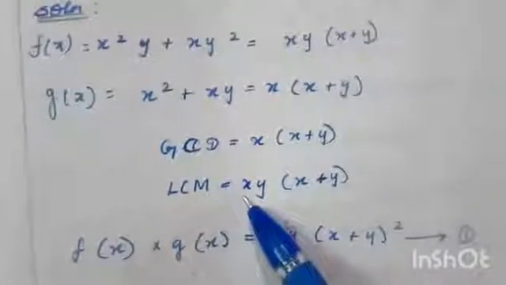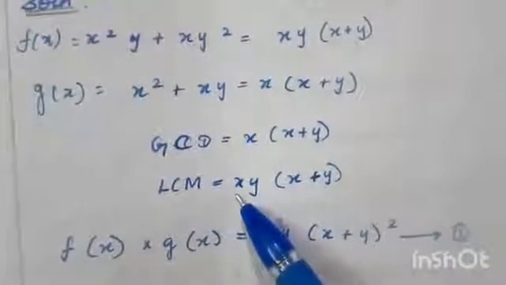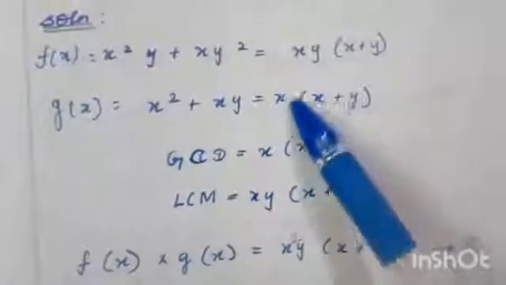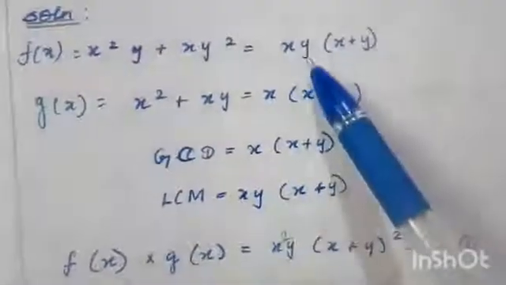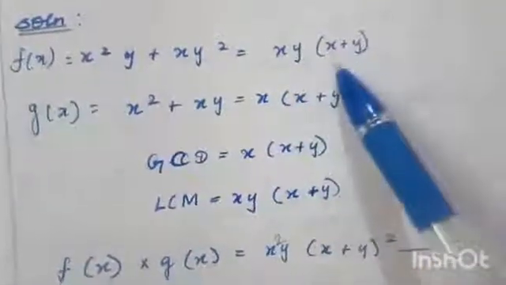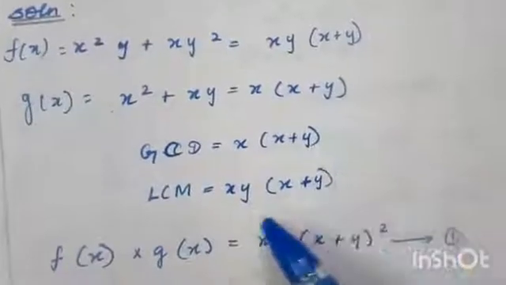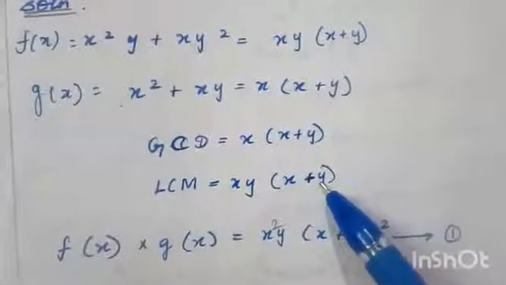LCM means the product of common factors and independent factors. So the common factor is x, the independent factor is y, and another common factor is x plus y. So LCM is xy into x plus y.